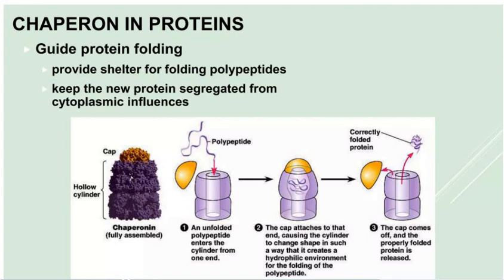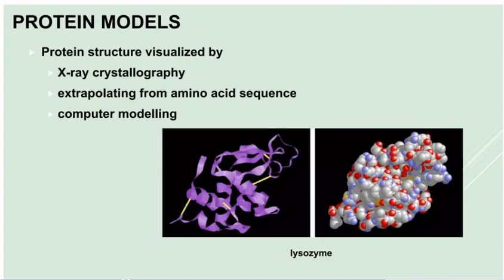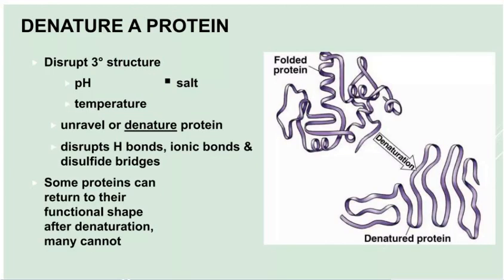So chaperones in proteins guide protein folding, provide shelter for the folding polypeptide, and keep the new proteins segregated from cytoplasmic influences. Look at here, the cap and chaperone, and see the polypeptide and the correctly folded protein. So protein models: protein structure visualized by X-ray crystallography, extrapolating from amino acid sequence, computer modeling, lysozyme.